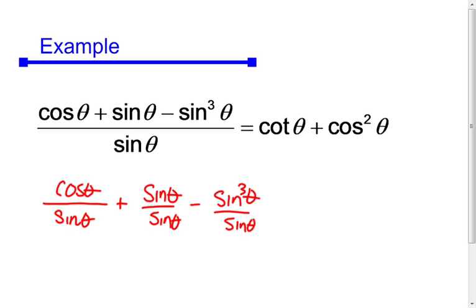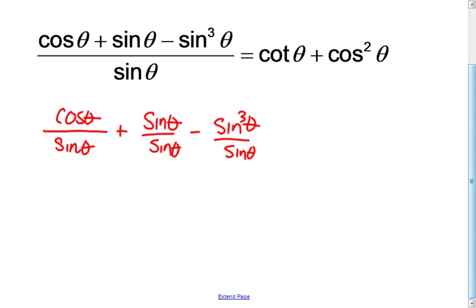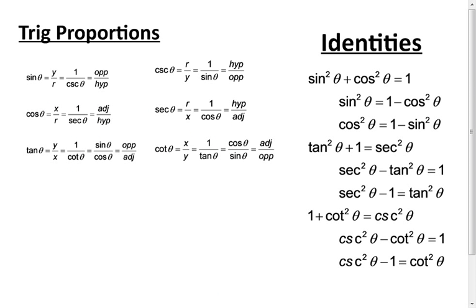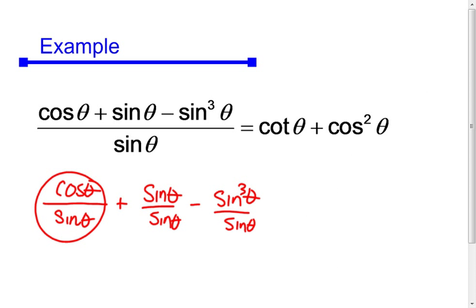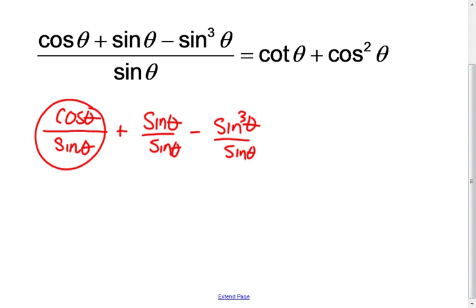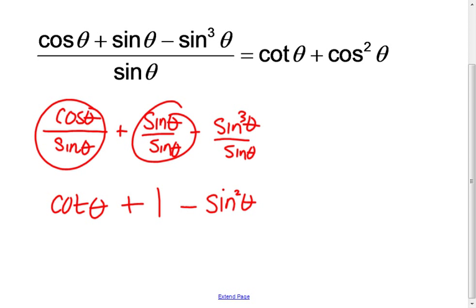Okay? And when you do that, if you use your trig proportions, cosine over sine is cotangent. Where is this? Cosine over sine, right here. Cosine over sine is cotangent. Okay, sine over sine is 1. So I have cotangent plus 1. And then sine cubed over sine would simplify to sine squared.